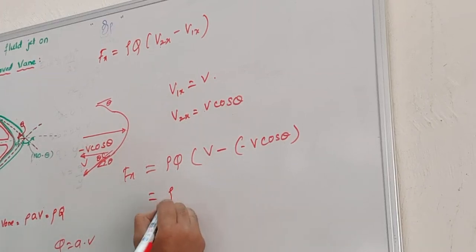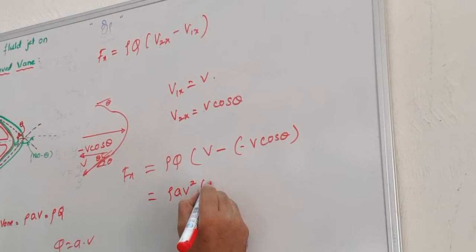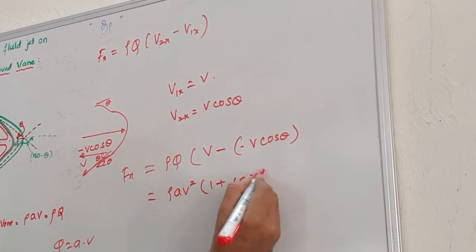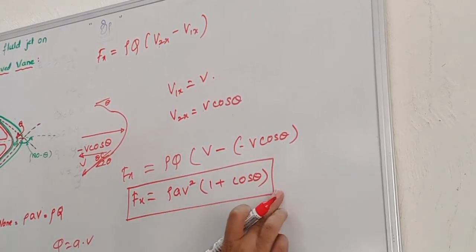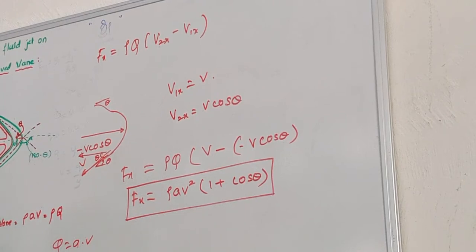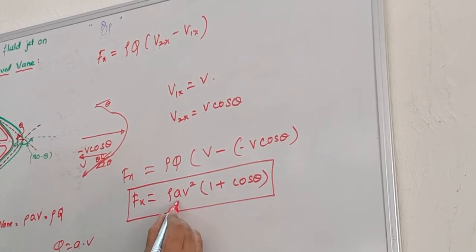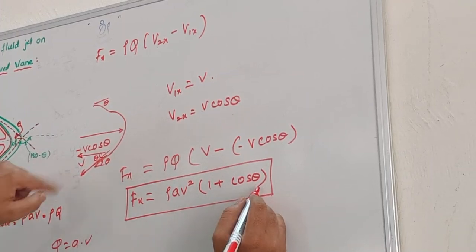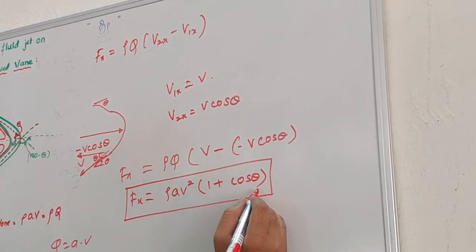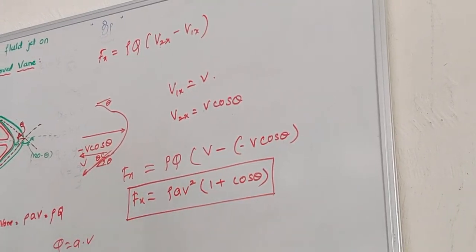So what will this become? We already know rho into Q is nothing but rho A V, and let us bring V outside, so it will become rho A V square. This will become minus into minus plus, so 1 plus cos theta. So this is the equation to calculate the force exerted on the curved vane when it is symmetric and the jet is hitting normal. What is this? Rho is the density, A is the area of the nozzle, V is the velocity with which it comes, and theta is the angle. If we know all of this, we can calculate how much is the force exerted. Any doubt in this part?